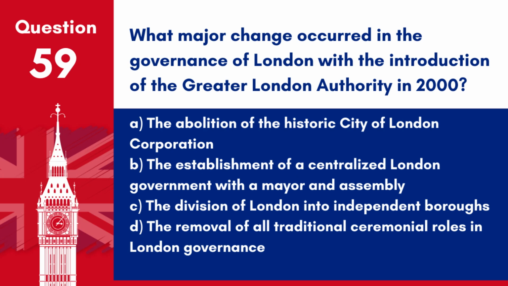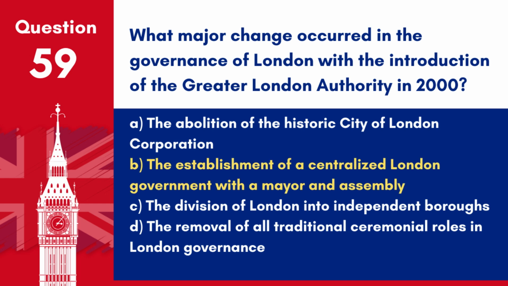Question 59. What major change occurred in the governance of London with the introduction of the Greater London Authority in 2000? A. The abolition of the historic City of London Corporation. B. The establishment of a centralised London government with a mayor and assembly. C. The division of London into independent boroughs. D. The removal of all traditional ceremonial rules in London governance.